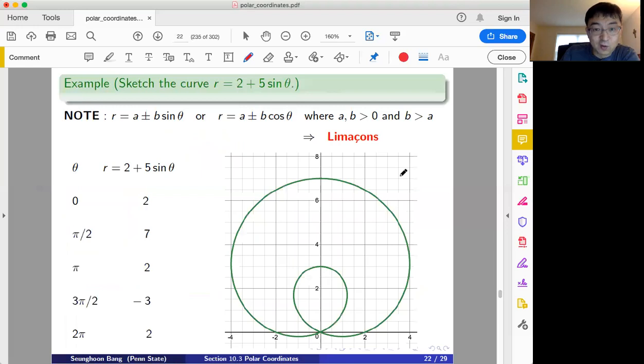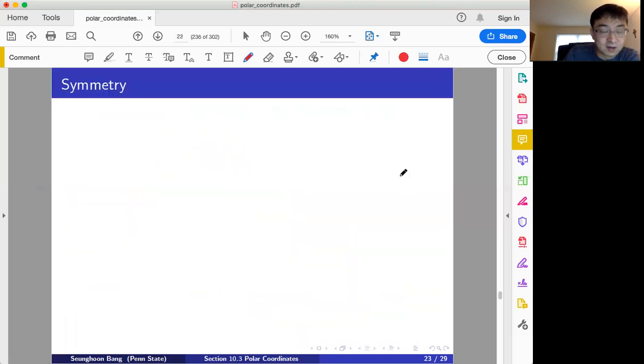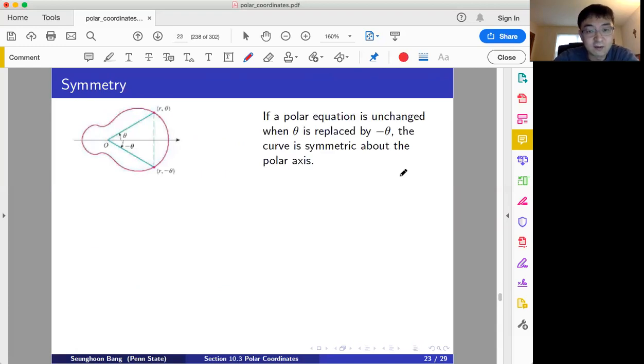We need one more thing here: symmetry. In this graph, r of theta is symmetric about r of minus theta. If a polar equation is unchanged when theta is replaced by negative theta, the curve is symmetric about the polar axis, right? The polar axis is this one. So this one is, oh, sorry.